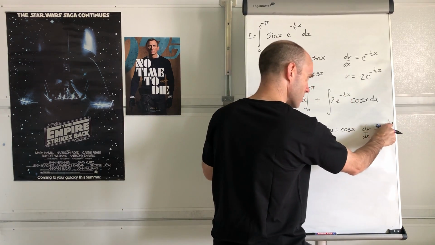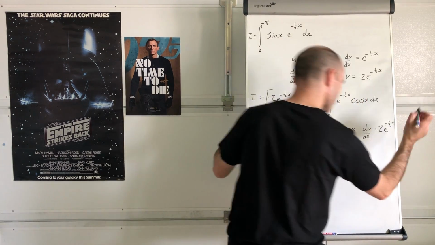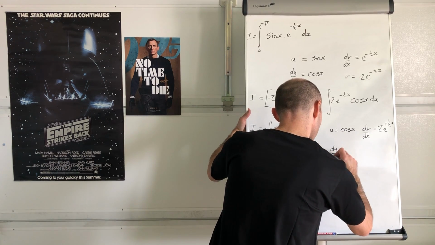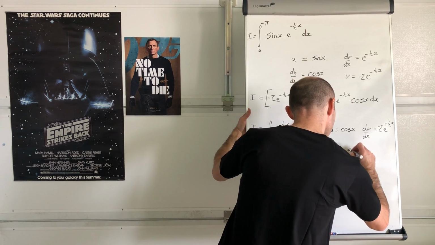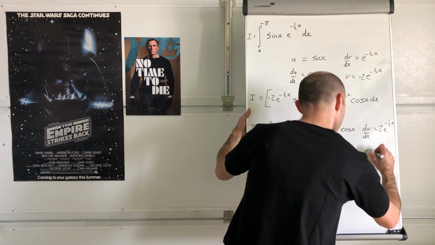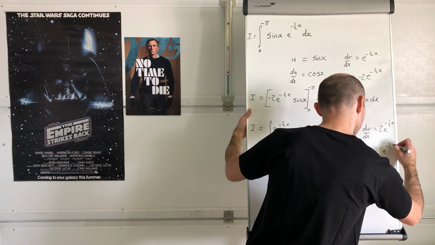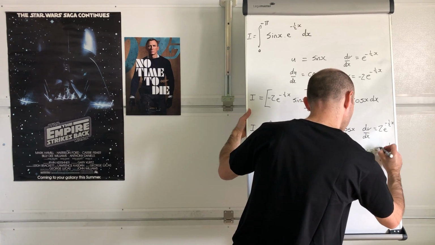That is a useless half, isn't it? Let's just put that properly. Yeah, it's better, isn't it? So you've got du dx is equal to negative sine x, and v is equal to e to the negative half x times by negative 4.